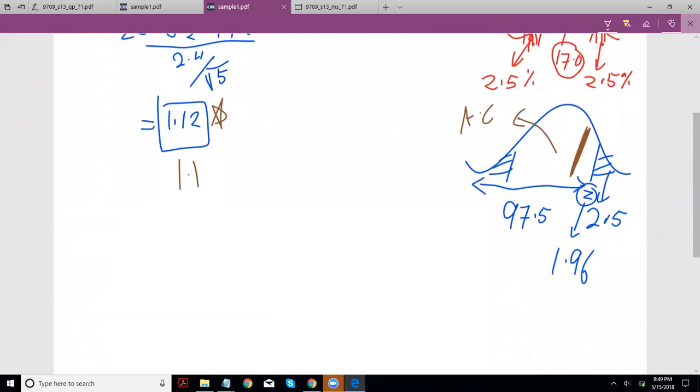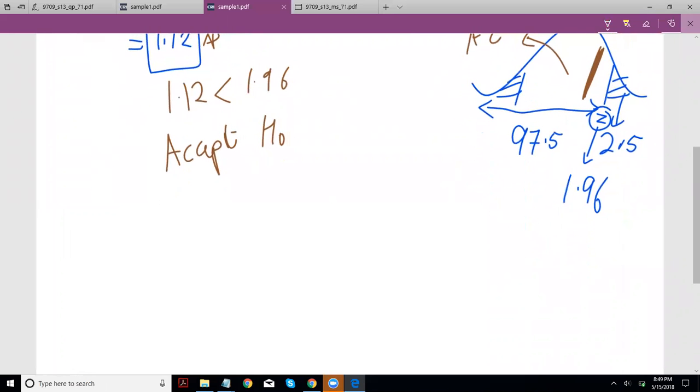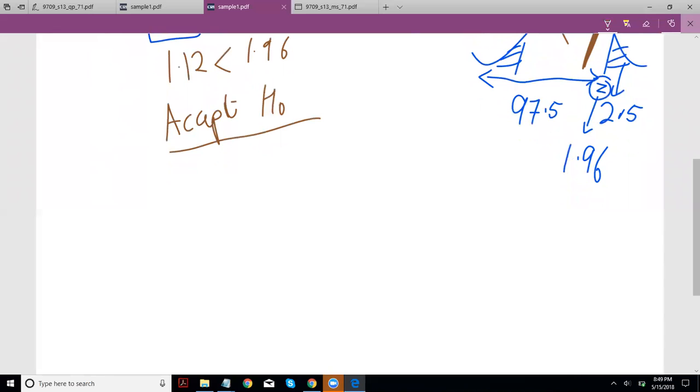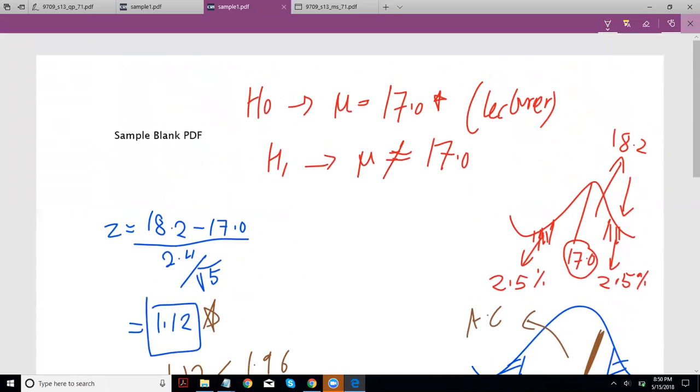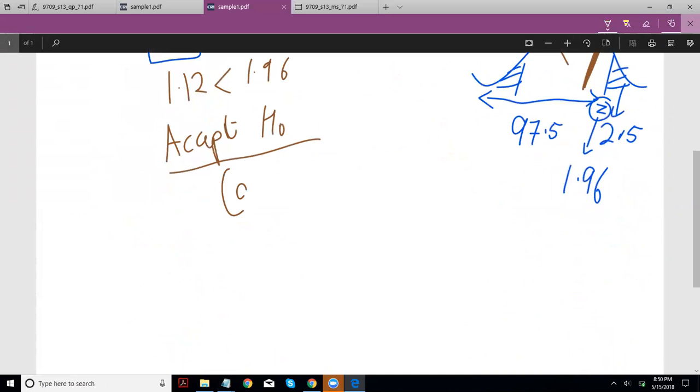And that's what you write: since 1.12 is less than 1.96, you accept H naught. You can call this accepting H naught, rejecting H1, or just not rejecting H naught. And remember that H naught was the claim of the lecturer. So you accept the claim of the lecturer, and that would be it.